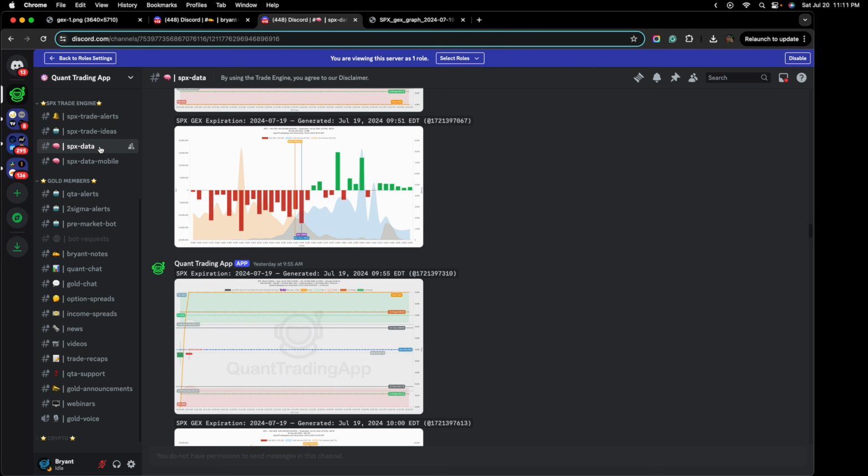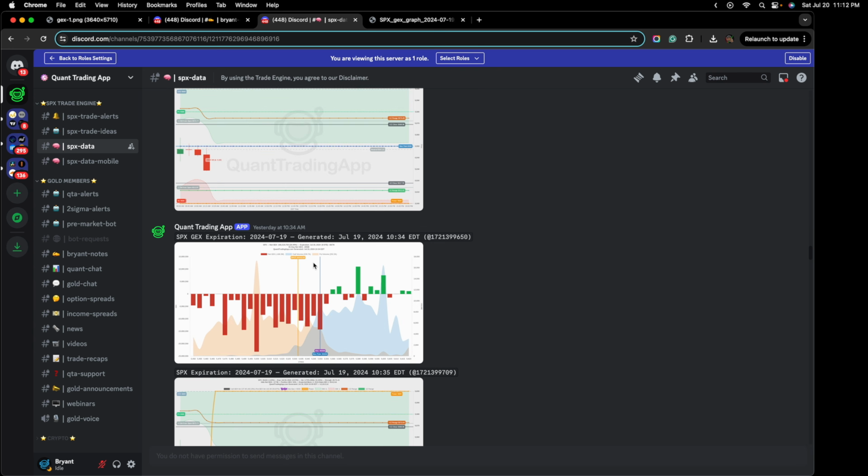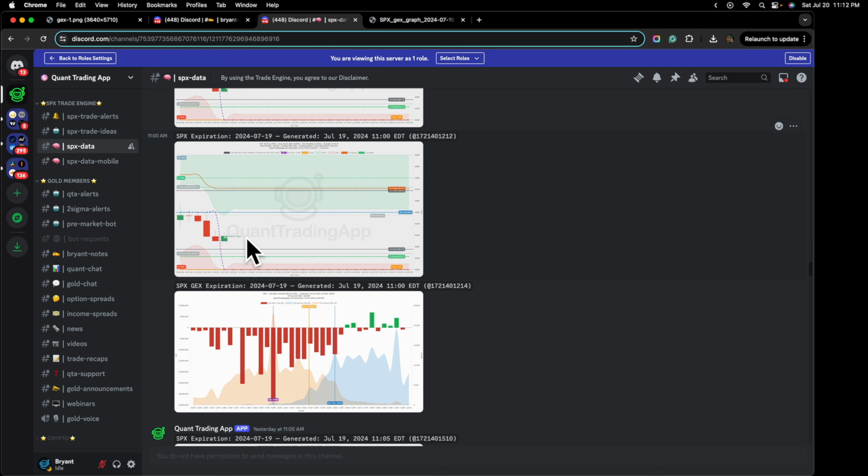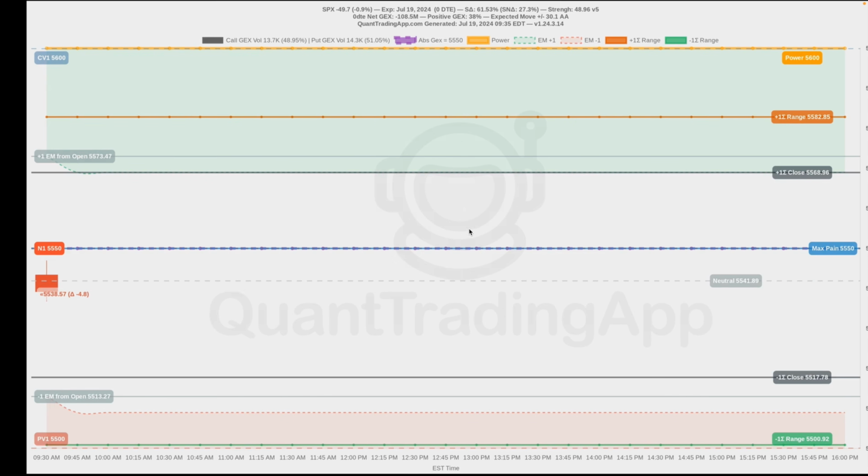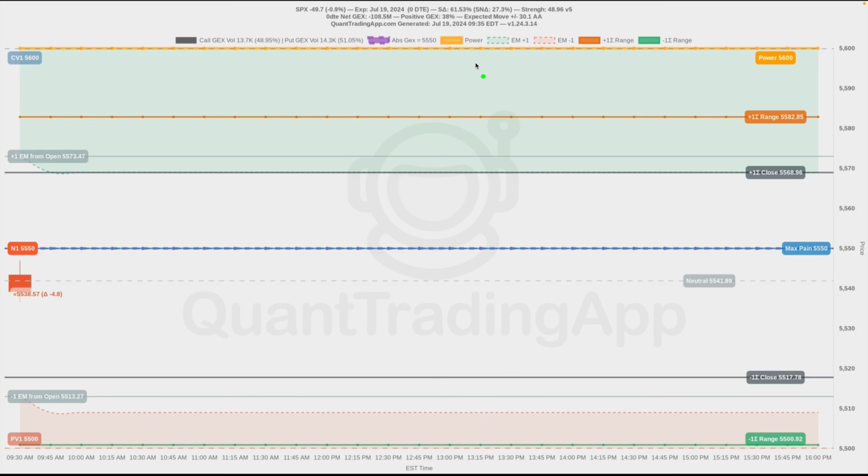Again, this is coming straight from the SPX data trade engine for the quant trading app Discord here. We're just going to watch the tape back on the price action as it's moving throughout all this. So this is the start of the day. 5 minutes after the market opens, we already know what the expected move is for the day. It is above average. That's what that AA stands for. The positive GEX is not that high. It's only 38%. The market is struggling to reclaim 550, which happens to be the Max Payne strike.